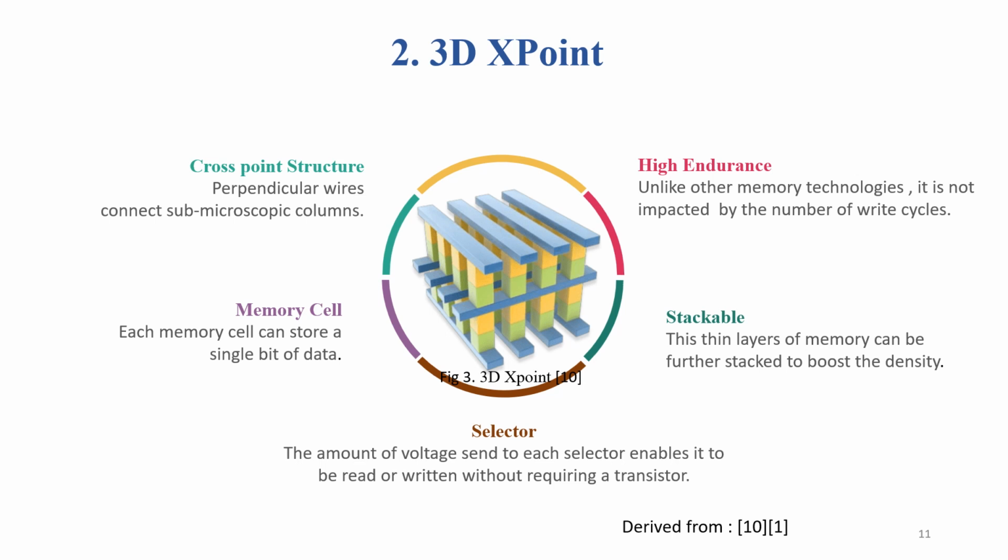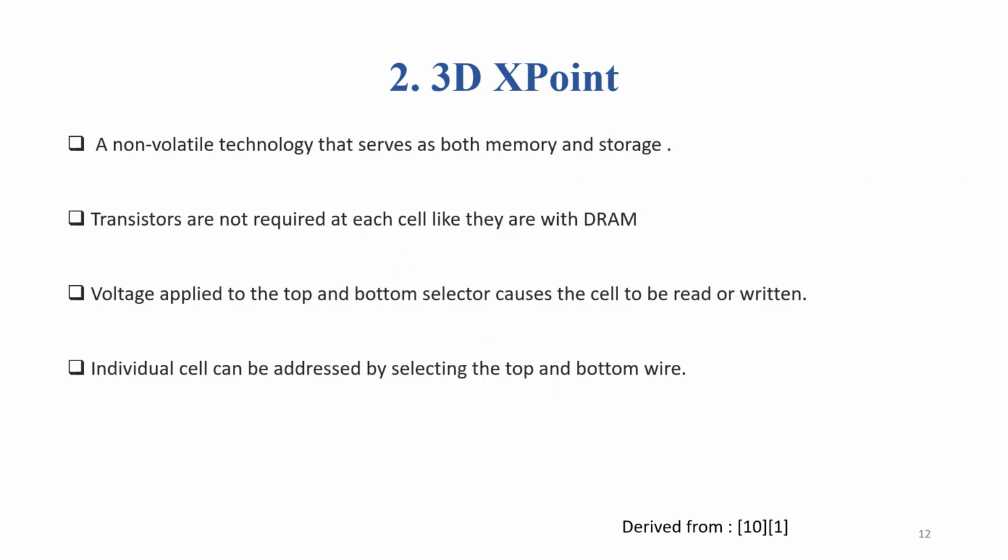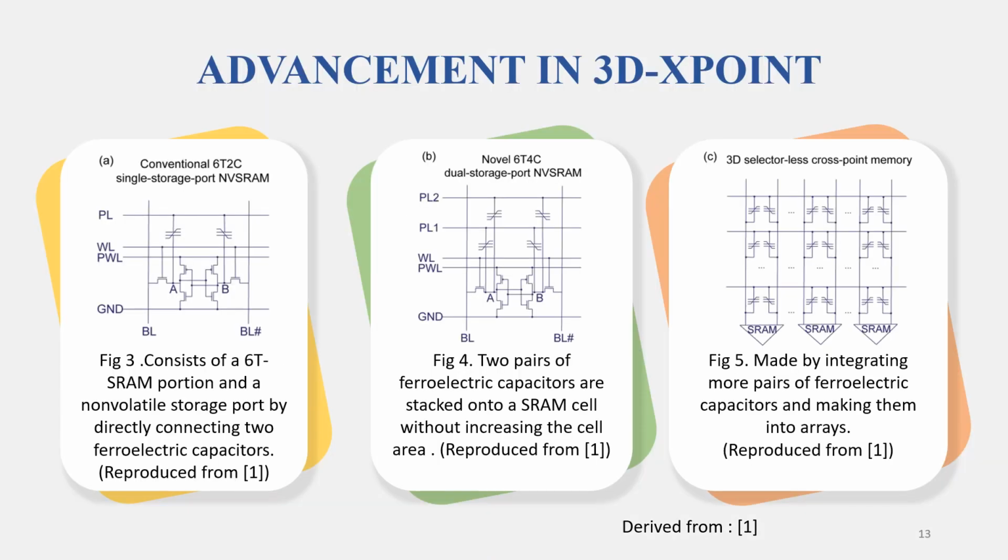So the main advantage of this memory cell is that it doesn't require a transistor to read or write a bit into the cell. It is also a type of non-volatile memory which can be utilized for storage as well as a RAM. When voltage is applied to the top and bottom selector, it causes the cell to be read or written. The individual cells can be accessed by selecting the top and bottom wire.